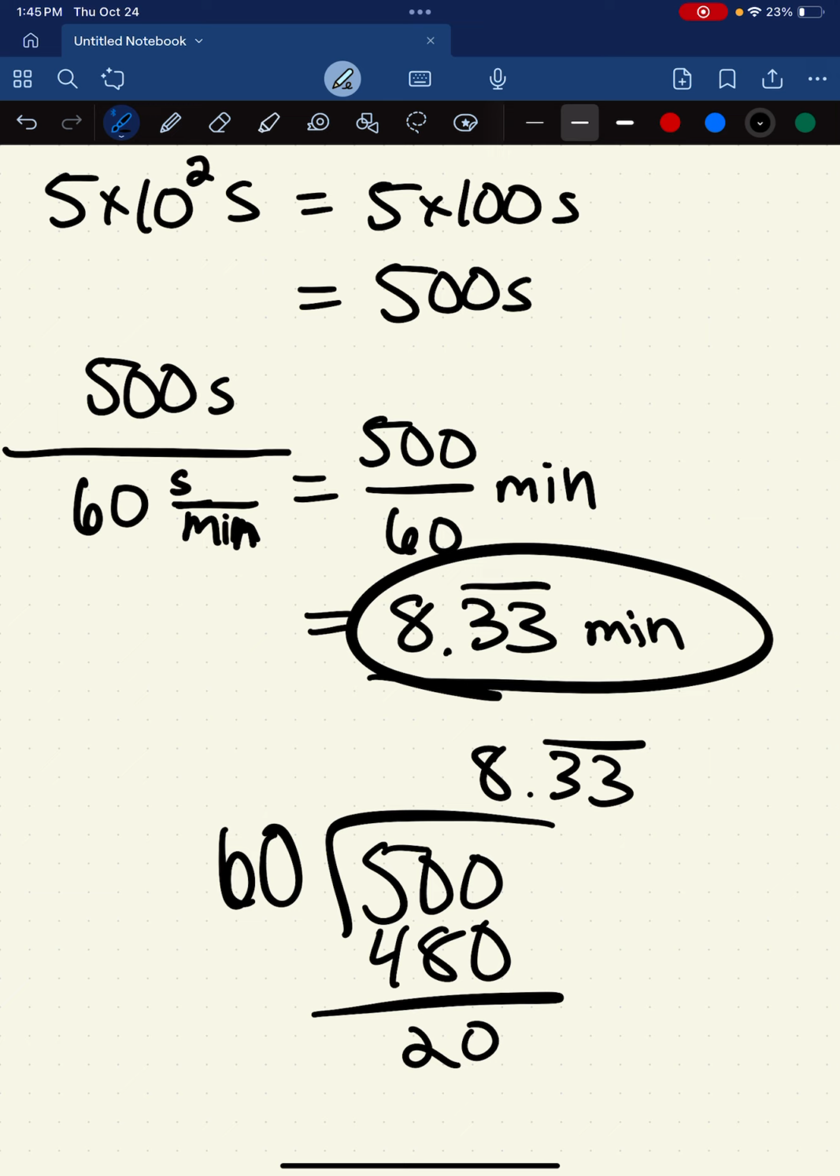Okay, that's going to be everything for scientific notation. Again, this is something that you should practice to get more familiar and comfortable with.